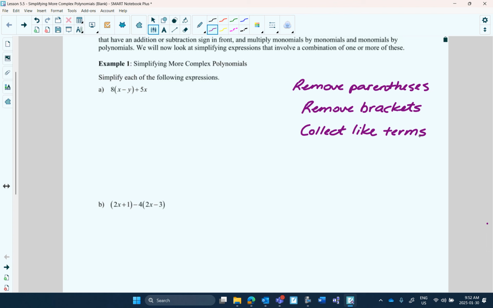So for A, first thing I have to do is remove the parentheses by multiplying everything inside by 8. So 8 times x is 8x, minus 8 times y is 8y, and then I still have a plus 5x. Parentheses gone. Next step is to collect like terms to get your final answer, which would be? 13x minus 8y. Good.